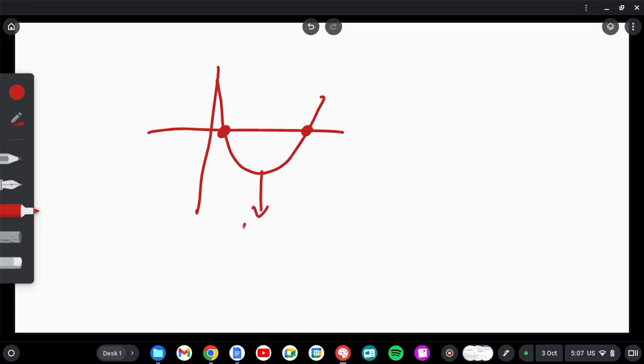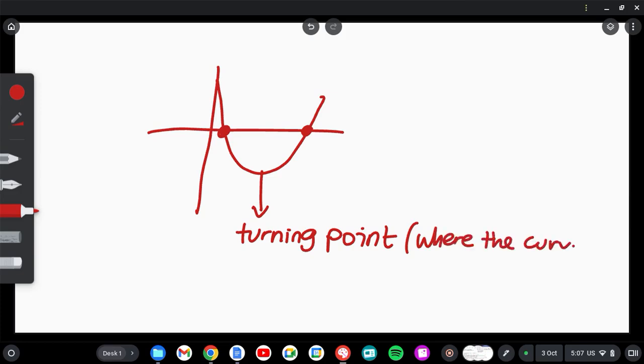This is your turning point, I think everybody knows by now. It's where the curve turns back. If you don't understand, refer to the textbook.